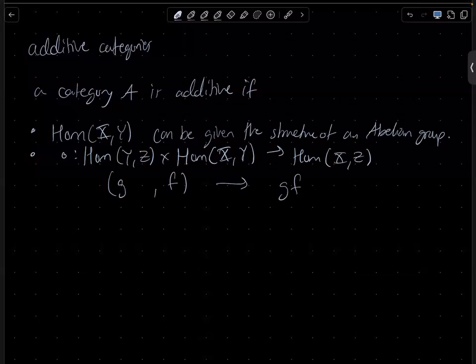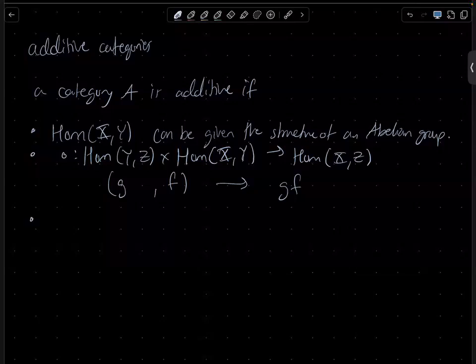Okay, so there's another related notion. If you have a ring R, you can have an R-linear category or whatever, in which case you can give the Hom groups an R-module structure instead, and then the composition is R-bilinear, R-linear, or whatever. Cool, but I'm not going to talk about that.